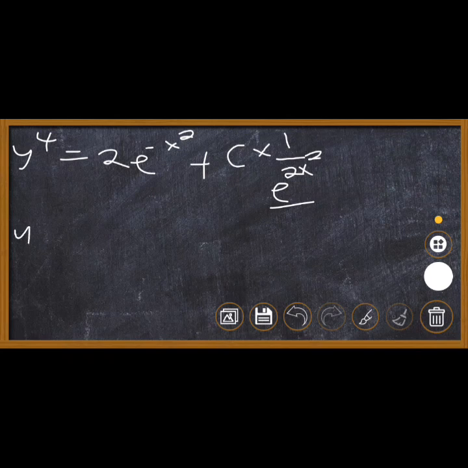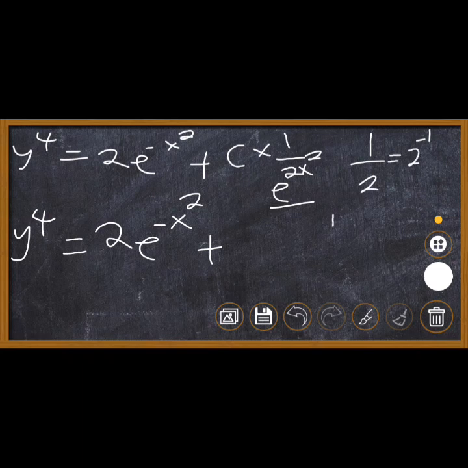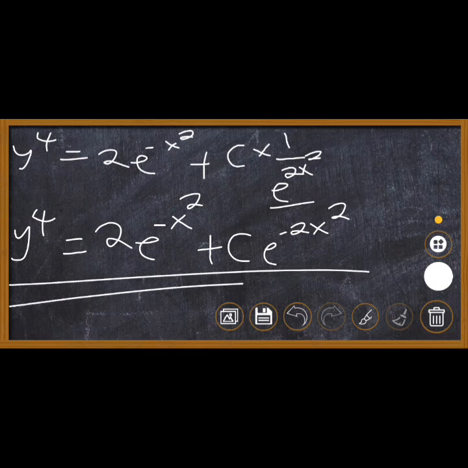So we are going to have y 4 equal to 2e power negative x squared, then plus. We know that when you have, let's say, 1 over 2, this is the same as 2 power negative 1. When you have 1 over x, this is the same as x power negative 1. When you have 1 over anything, it's the negative power or the inverse of whatever you have there. So writing it like this is the same as having e power negative 2x squared. So this is the general equation according to the question that you were given. This is how we go about it.